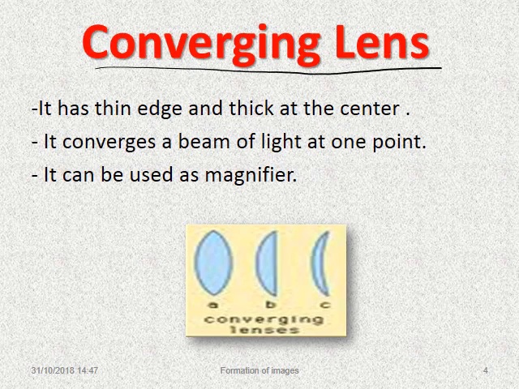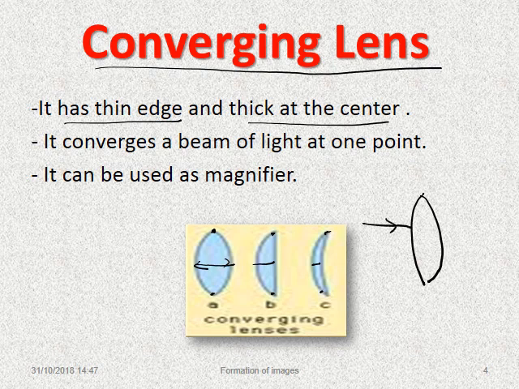Converging lens. It has thin edges and is thick at the center. Thin edge, thick center. It converges all the beams of light at one point. That beam of light converges all in one point. It can be used as a magnifier.